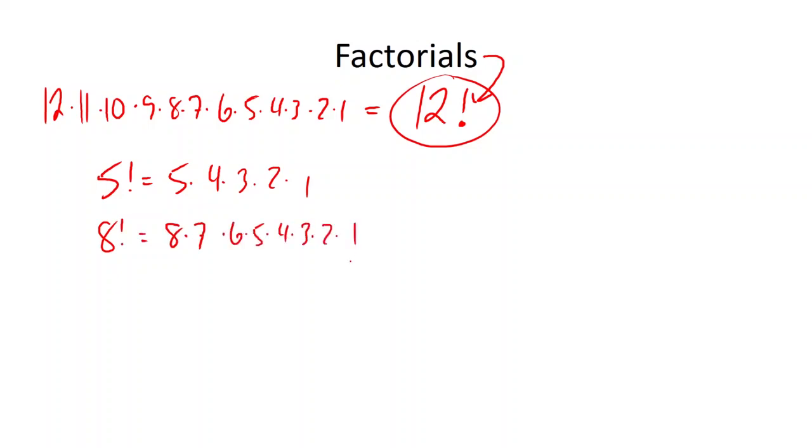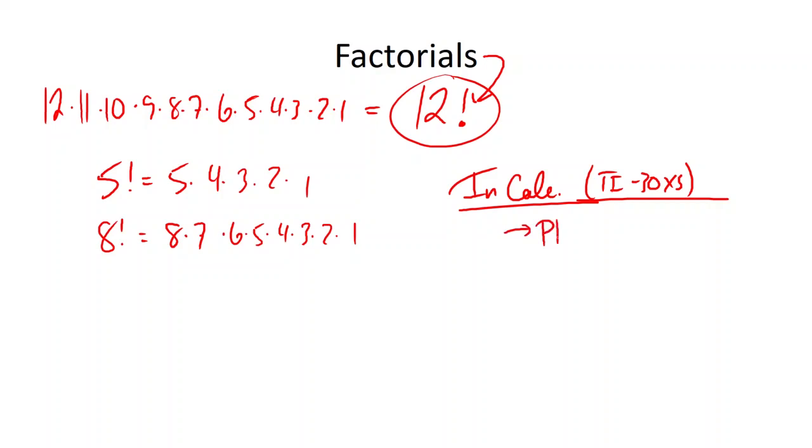Okay. The thing is that for the factorial, there's actually a button in your calculator, pretty much every calculator has it. If you're using the TI-30, the teal one that I like, there's a button in your calculator that says PRB, probability. And if you hit that PRB menu, you'll see the exclamation point is one of your options.